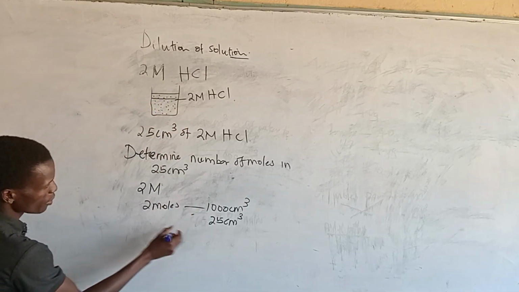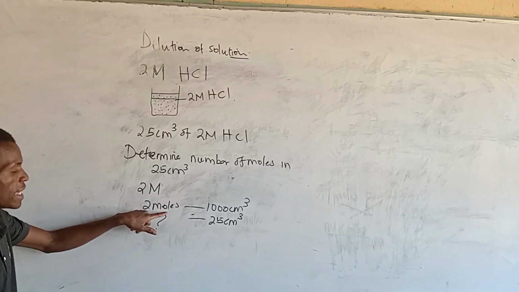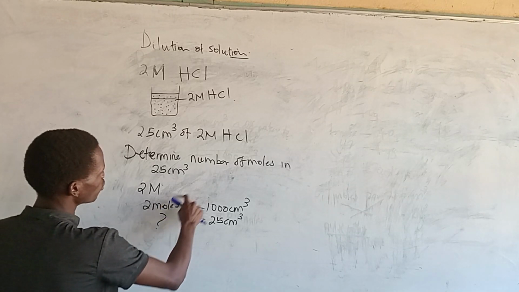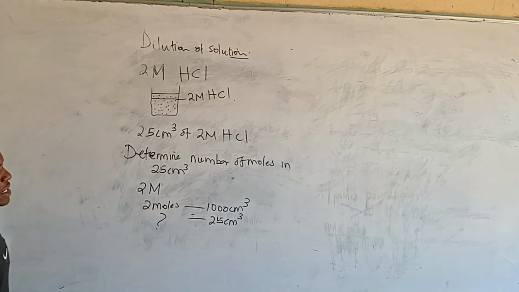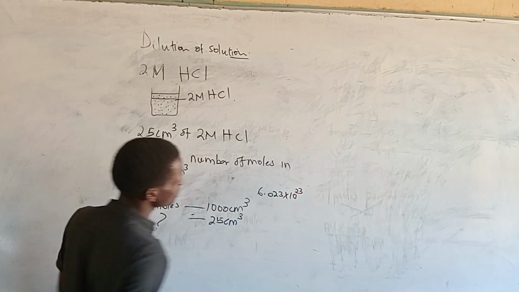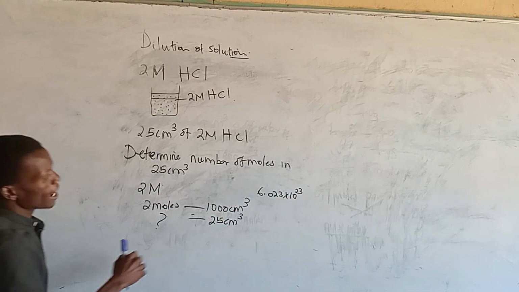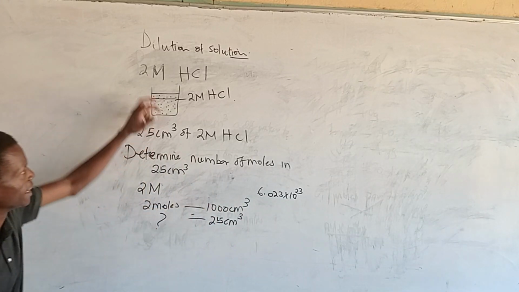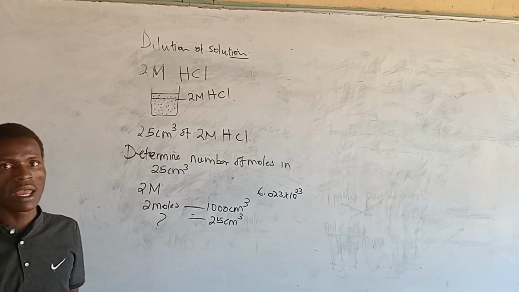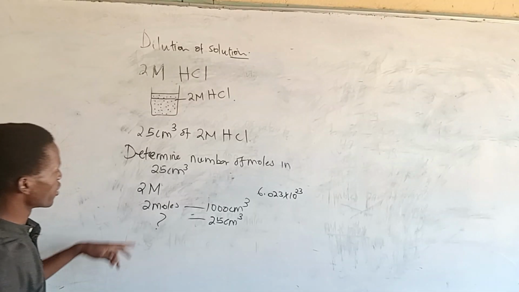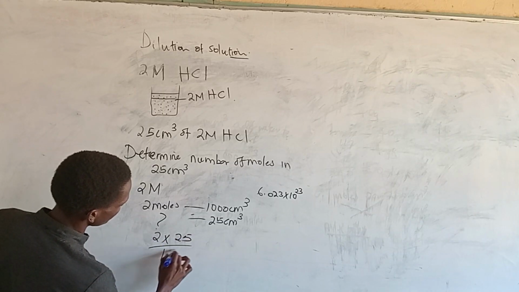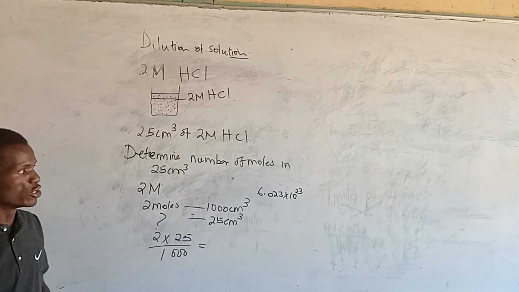Now we are going to pick this number, because we talked of moles as a term that refers to the Avogadro's number that you know, 6.023 times 10 raised to power 23. But this is a very huge number. Atoms or particles are very tiny. I've just indicated here so that we can assume we are able to see them. Now, what we have here is 2 times 25 divided by 1,000. So this is the moles that we are going to have.